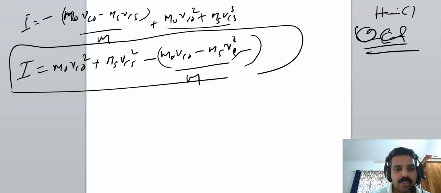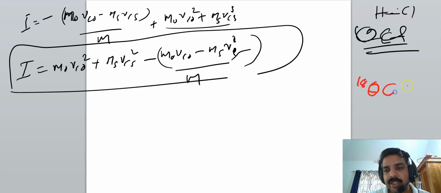So we get this equation and substitute, we take another molecule in which one of the atoms is isotopically substituted. So we get O18CS.